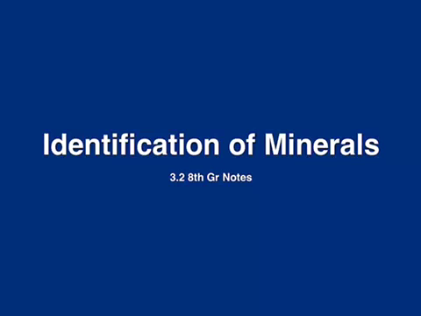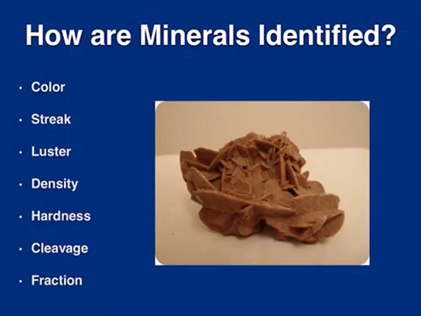In the last video, we briefly touched on ways to identify minerals, so in this video we're going to take a closer look at those techniques. Minerals are identified by these seven main characteristics. There are some other properties that we'll look at as well. But the first ones are color, streak, luster, density, hardness, cleavage, and fracture.